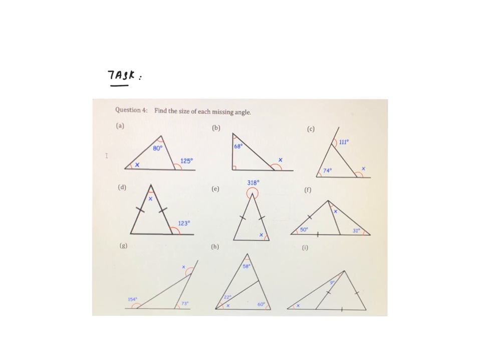Now here is your task for today. Please complete the questions that I have circled here for you. You have 6 questions altogether. Complete this in your red exercise book showing full working. Once you're done, check your answers. I will share the answers on Google Classroom. So thank you and have fun.